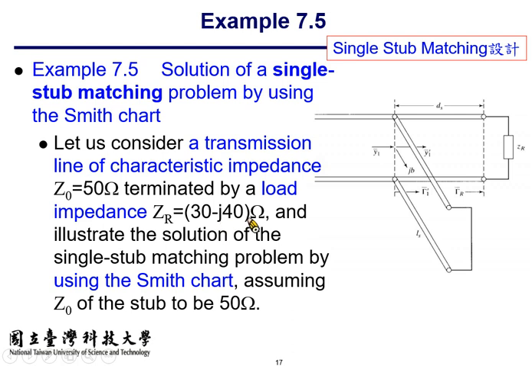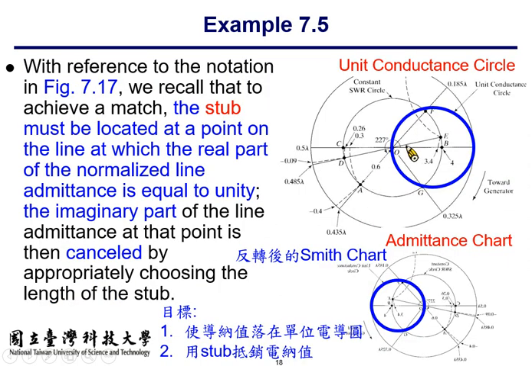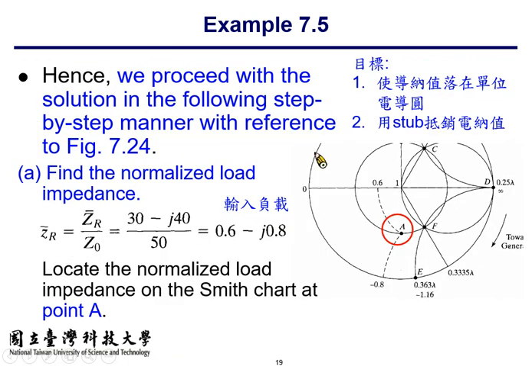0.6减0.8吗？对啊，0.6减0.8。对，我怎么觉得怪怪的？哦，不是这个图了，不是这个图。对，好了，这边我只要告诉你讲，就是说那个 unit conductance circle 本来是在这里了，但是在反转的 Smith chart 的话，它会跑到另外一边去。所以目标是让导纳值落在 unit conductance circle，然后用 stub 来去抵消它。所以刚刚那一题那个点，so the normalized admittance is 0.6, normalized impedance is 0.6 minus J.8.